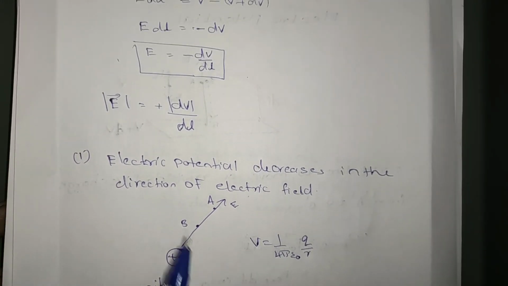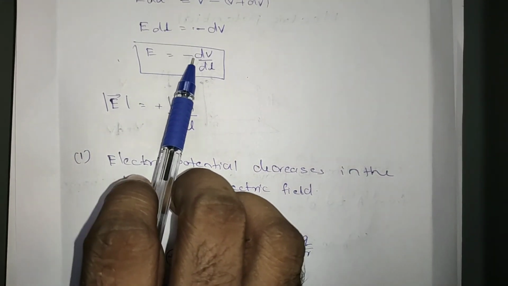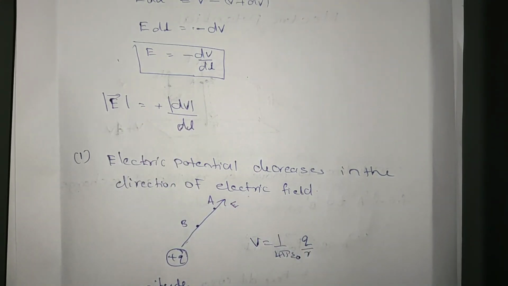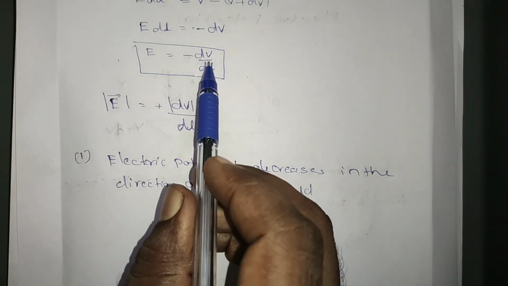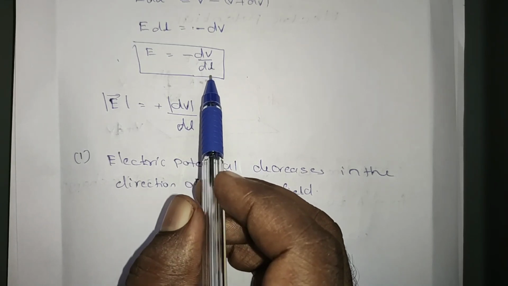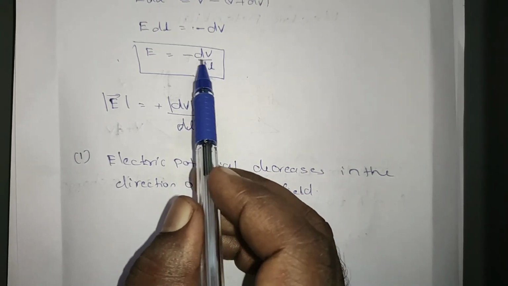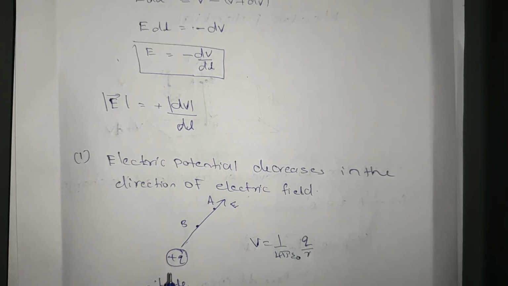So this is the formula: E is equal to minus dV by dl. The important thing is that this dl is the perpendicular distance between those 2 points. Clear? Okay.